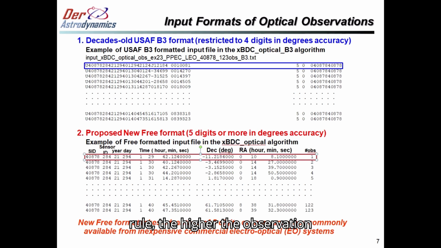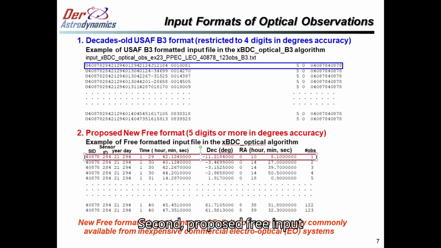An important rule: the higher the observation accuracy, the shorter the observation arc or observation time span. That is, optical observations of 4-digit accuracy require longer time spans. In general, accurate optical IOD requires at least optical observations of 4-digit accuracy with reasonable time spans.